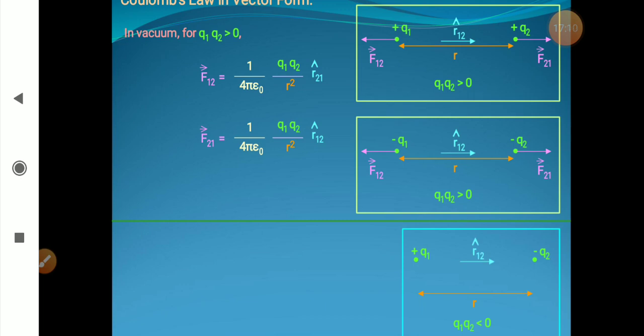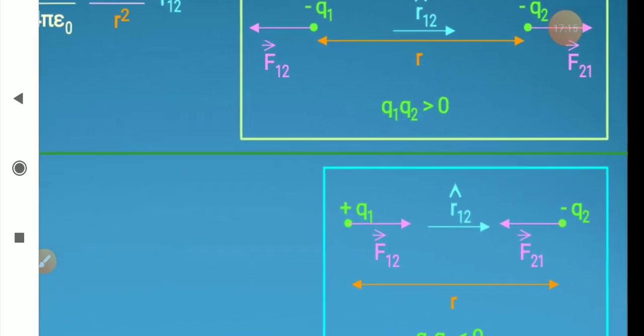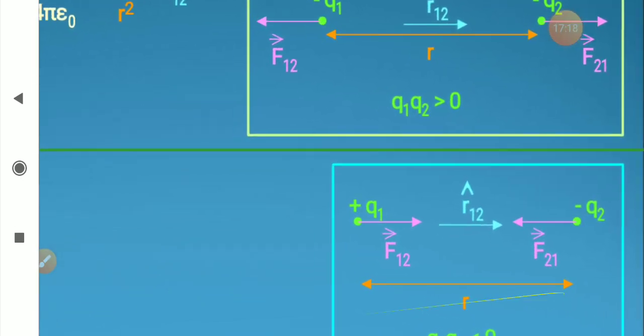And now the relation for two unlike charges. Here one is positive, one is negative, and unlike charges attract, as you know. So Q1 is attracted by Q2. So now the force is acting along R12. Q1 is pulled by Q2 along this direction, and this is the direction of R12.